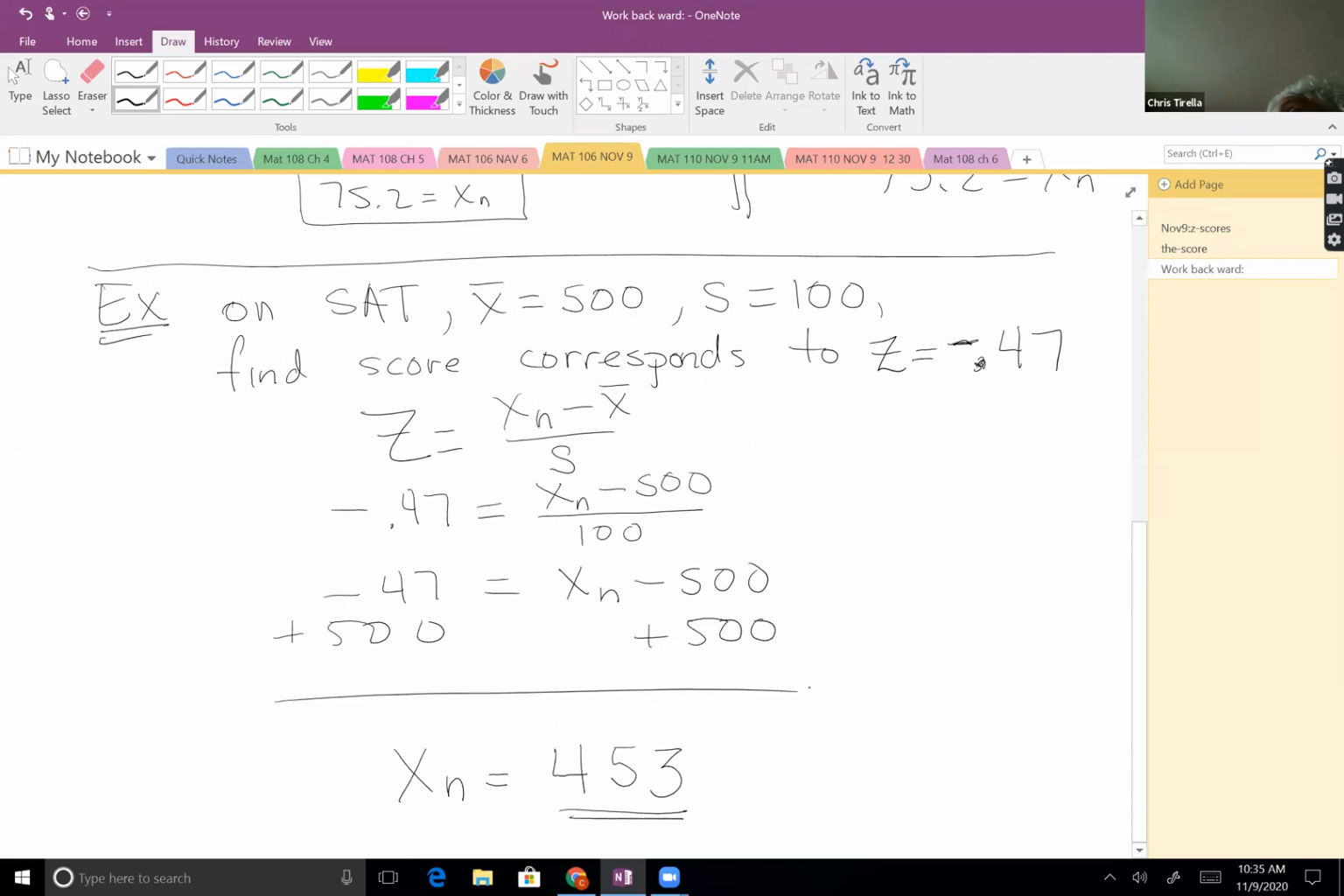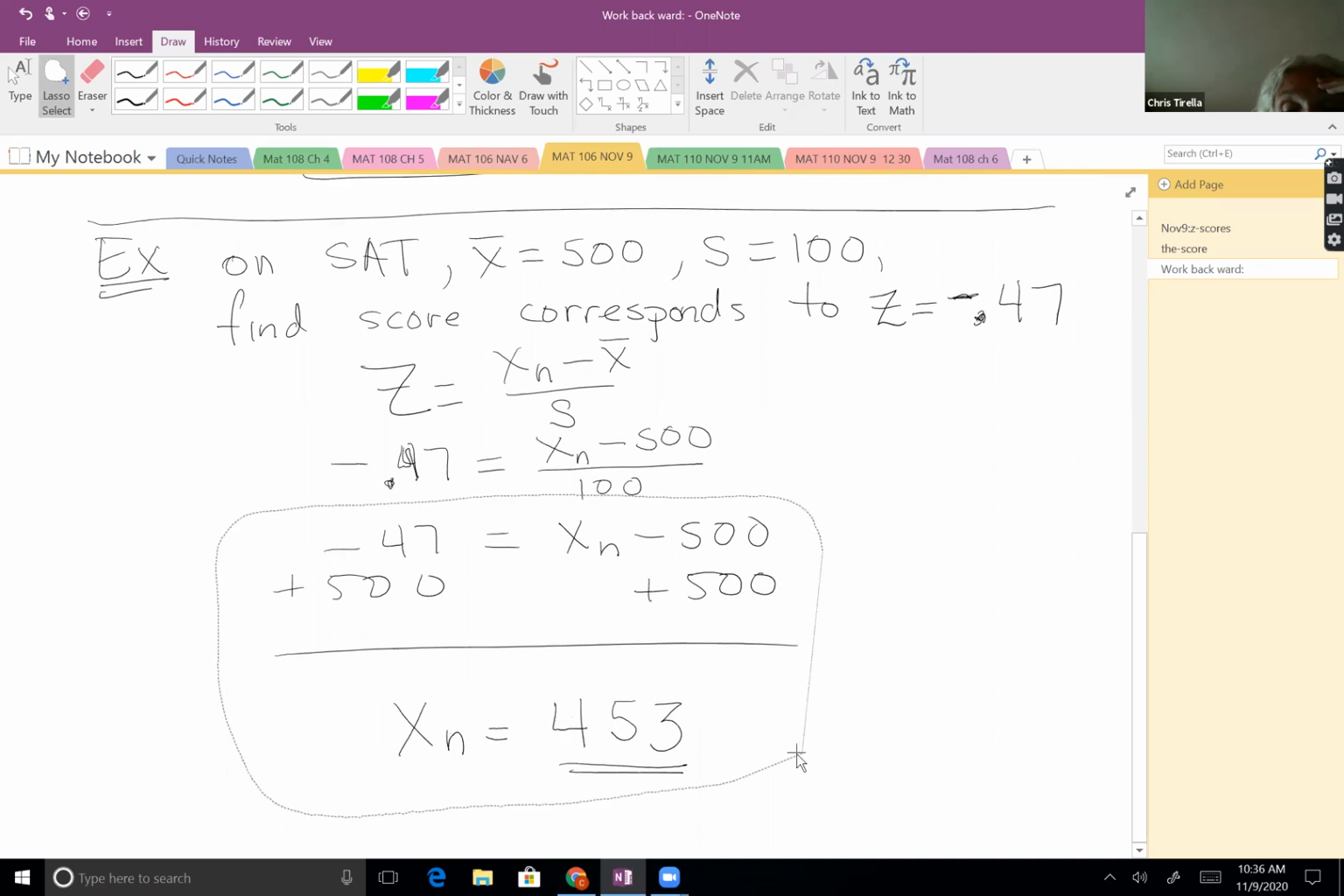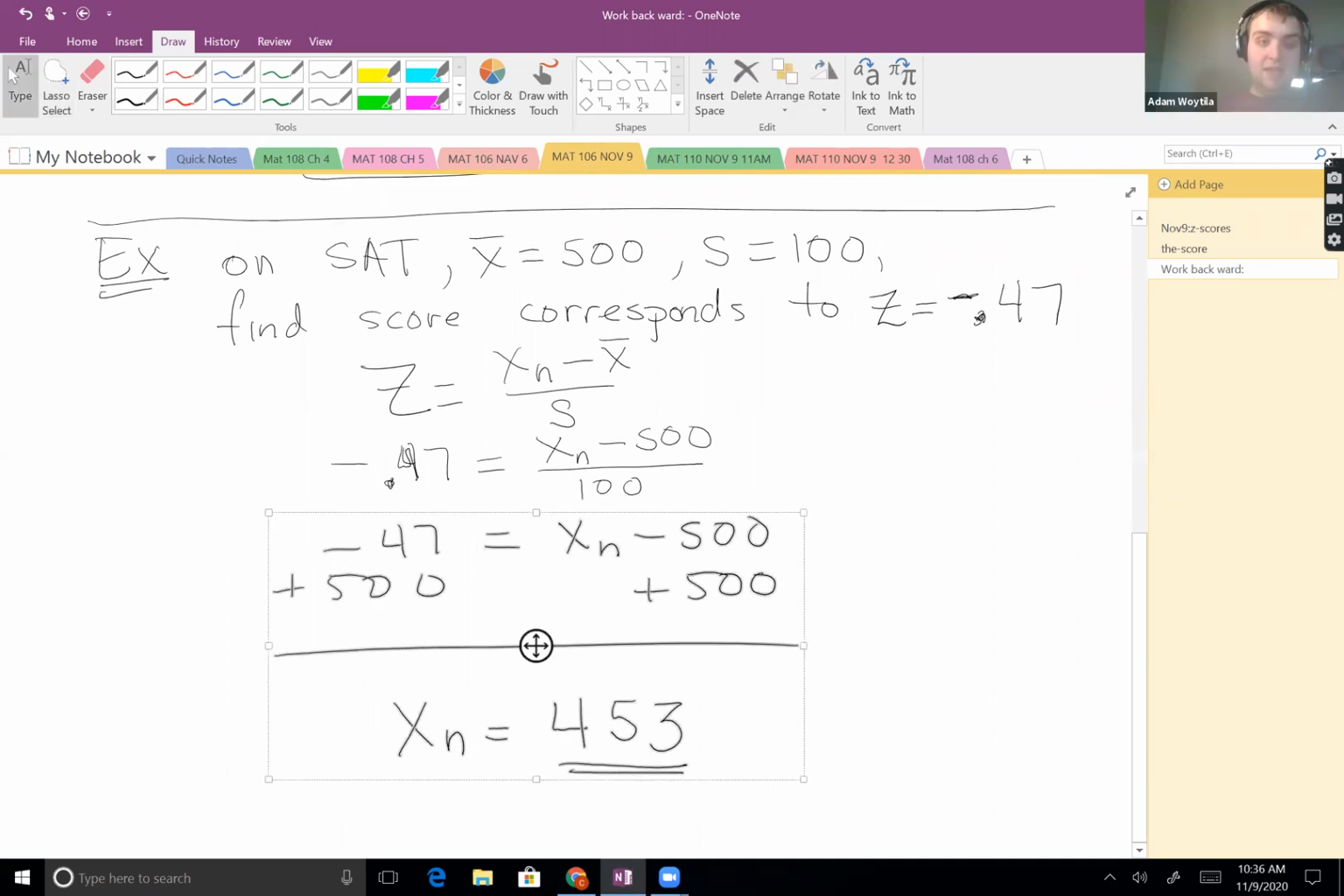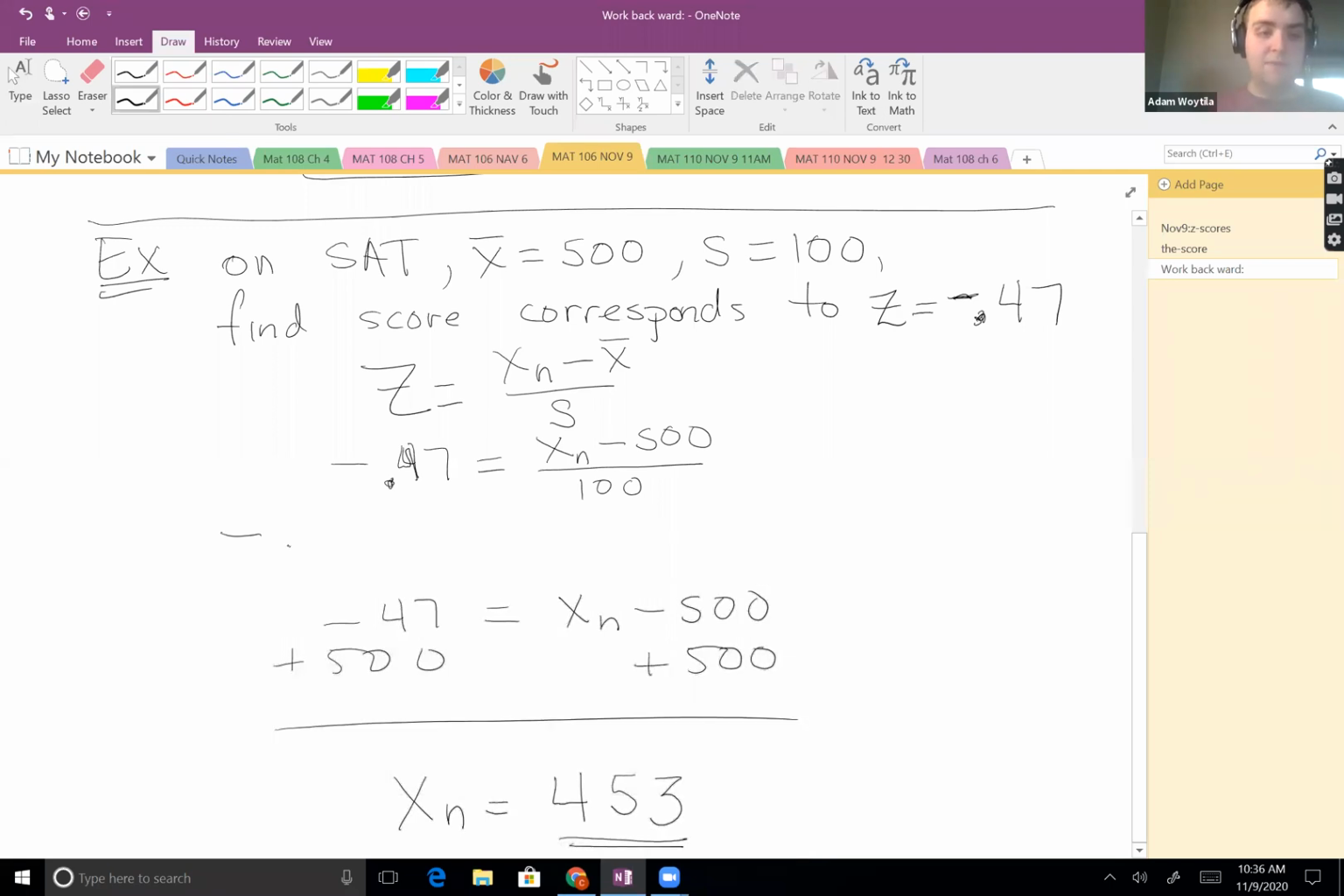Did anybody else get 453? No, I got 970. Okay, if you got 970, I am guessing that the problem came when you cross multiplied. Oh, I didn't do negative. Oh, wait, now I got 30. I put in negative 4.7, not 0.47 times 100, which would be 47.